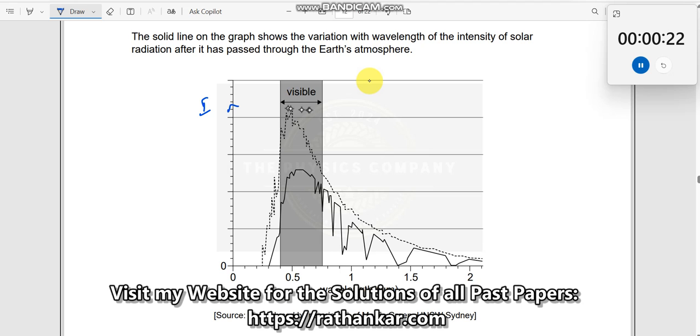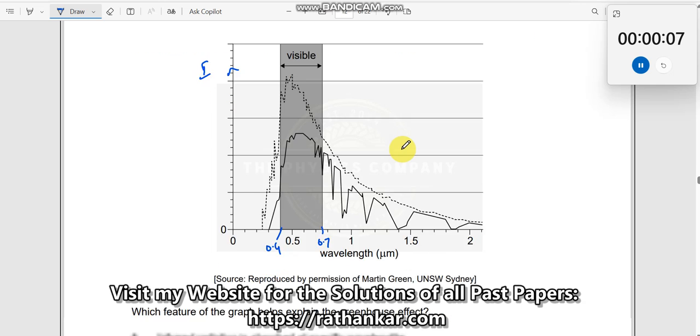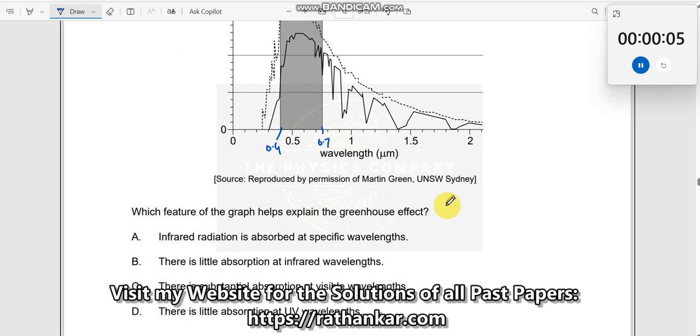And shown here is a shaded region which tells you about the visible region. See here, if you look at this, this is 0.4 here and this will be 0.5, 0.6, 0.7 here, which means the wavelength spans from 400 nanometers to 700 nanometers. Okay, now everything else is given here. Which feature of the graph explains the greenhouse effect?